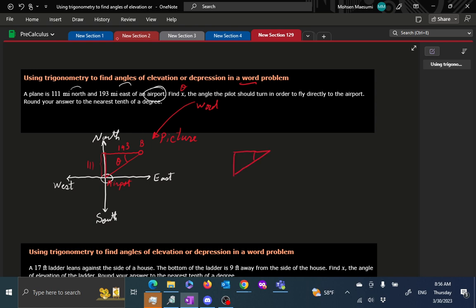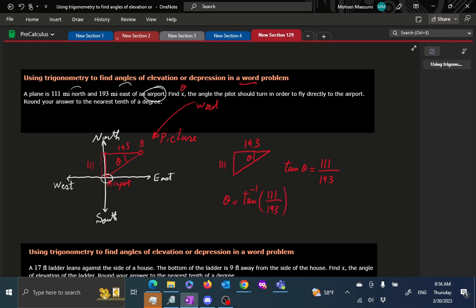You have this triangle, this is theta, this is 193, this is 111. So what relationship connects these three items to each other? Easiest one is tangent. Tangent of theta is a ratio of opposite to adjacent. So the opposite of this angle is 111. The adjacent is 193. And so theta will be tangent inverse of 111 over 193.